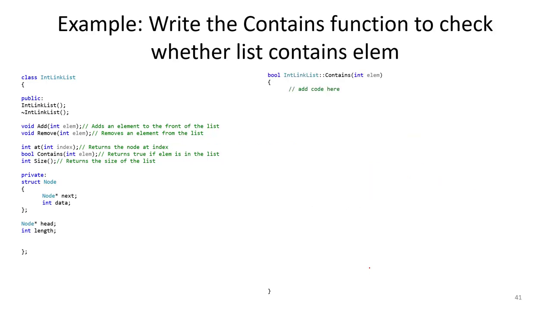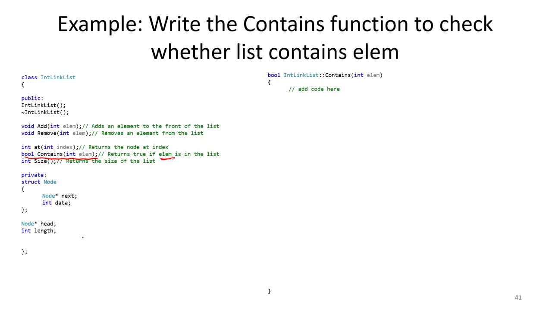Let's try one more practice. Suppose we now want to write the function contains. Contains is a Bool type function, and it will return true if the element we want is inside our linked list.